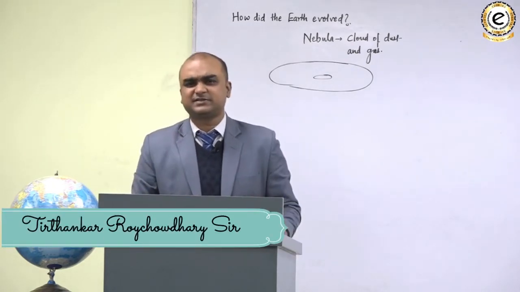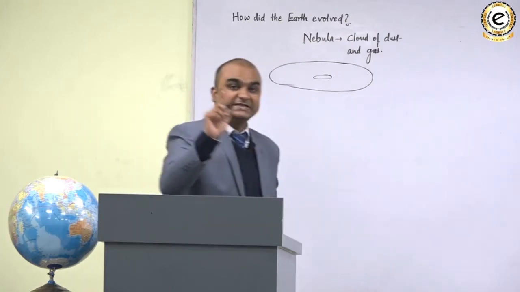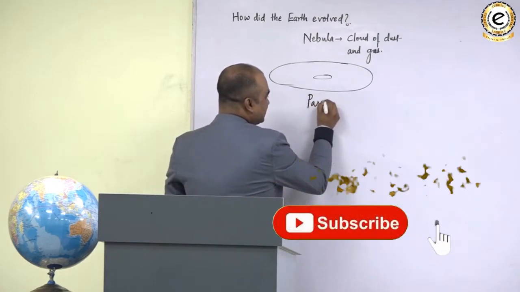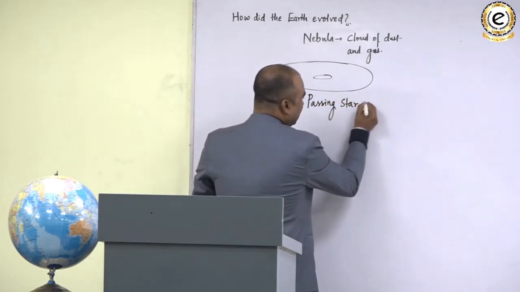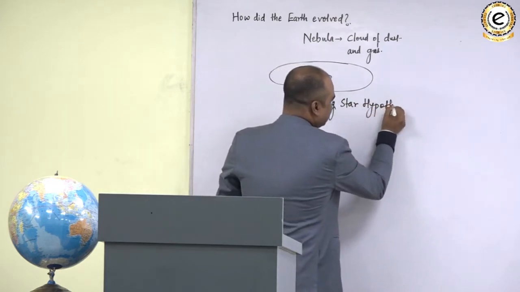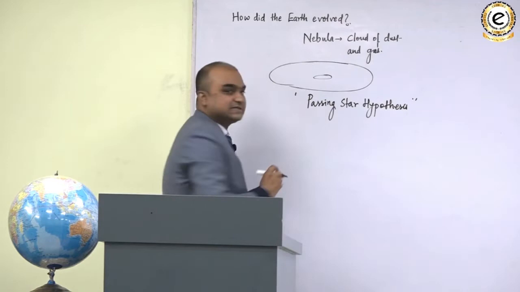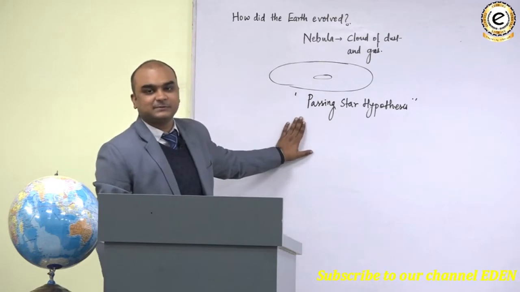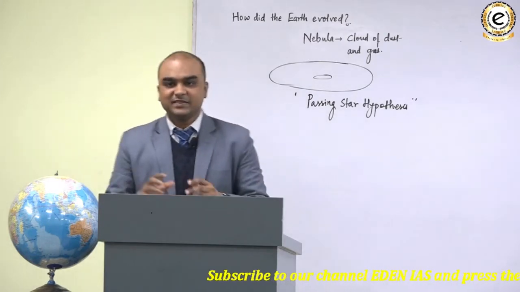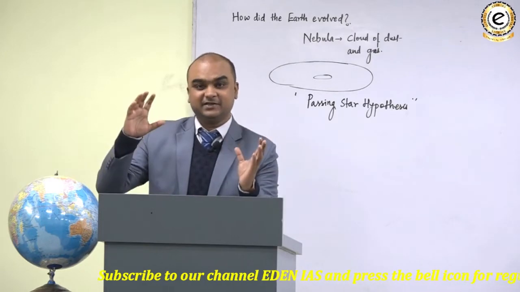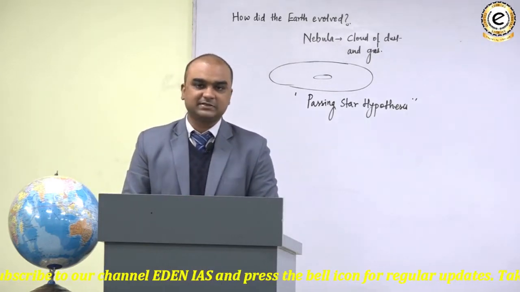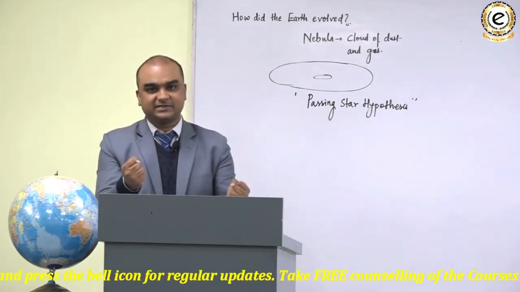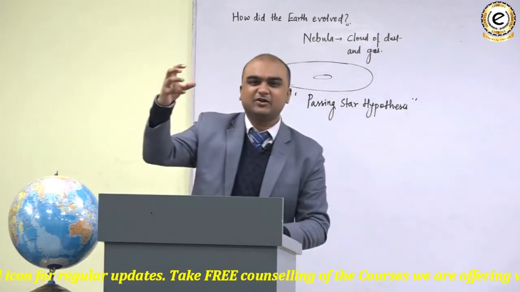There is another hypothesis which is known as the passing star hypothesis. So let me talk a few things about it as well. The passing star hypothesis. Let us have a look at what the argument is under this hypothesis. It is believed that when the sun was very early in its existence, there was a big star, a star much larger in size than the sun, which moved very close to the sun.